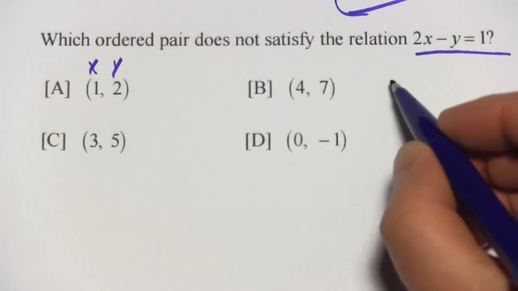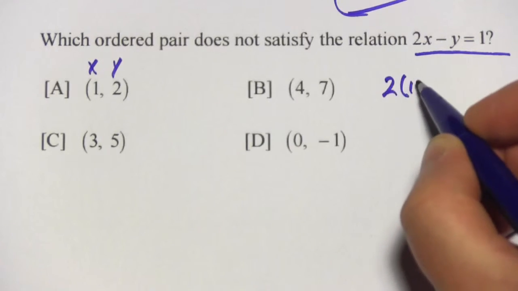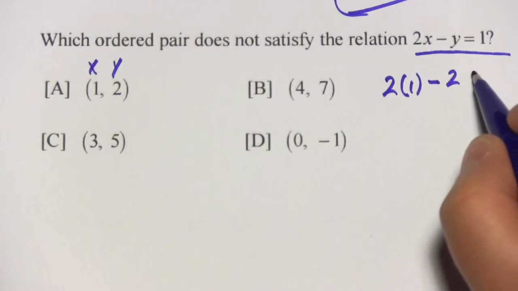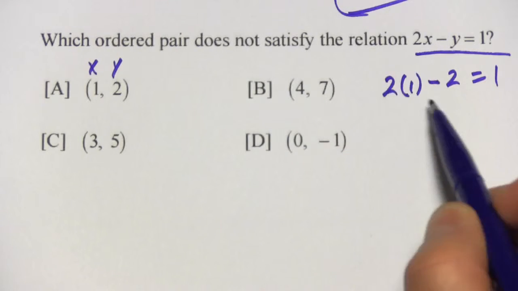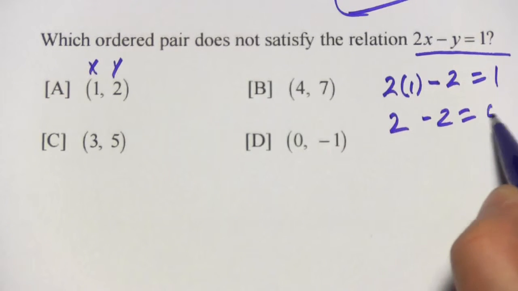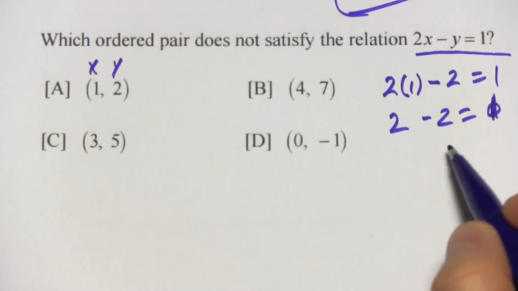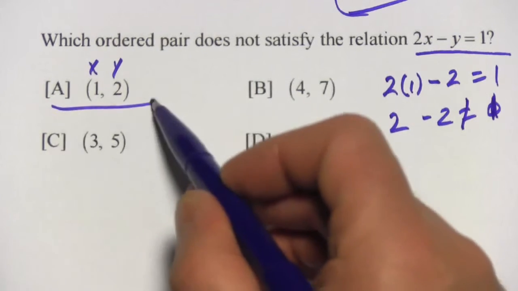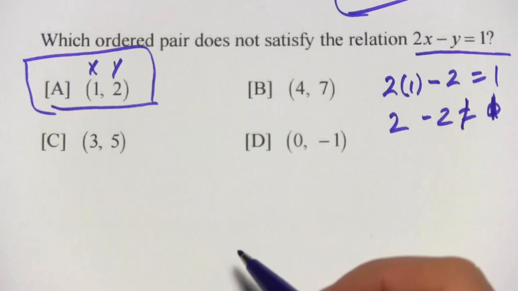Let's try and see if that works. So 2 times 1 minus 2 equals 1. Is that true? So 2 times 1 is 2, minus 2 equals 1. Well, no, it doesn't. It actually equals 0. So this is not true. So we got lucky. We found it on the first try.